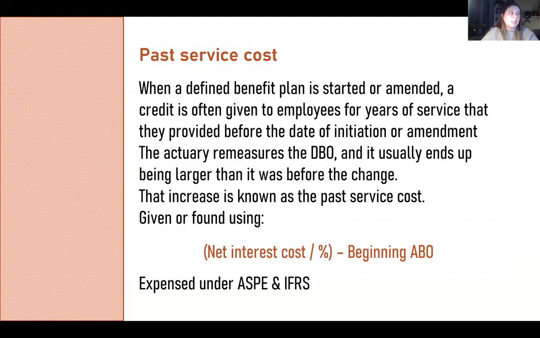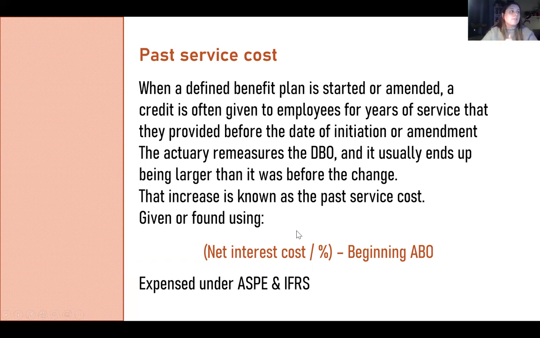Then you have the past service cost. It's when a defined benefit plan is started or amended. A credit is given to the employees for the years of service that they provided before the date of the start of the defined benefit plan. So what the actuary is going to do is remeasure the DBO, and most of the time it's going to end up being larger than what it was before. So whatever amount it was larger by is the past service cost. So most of the time it's going to be given. They like to put that little trick in to find the past service cost by using this formula, which is normally used to find your net interest cost.